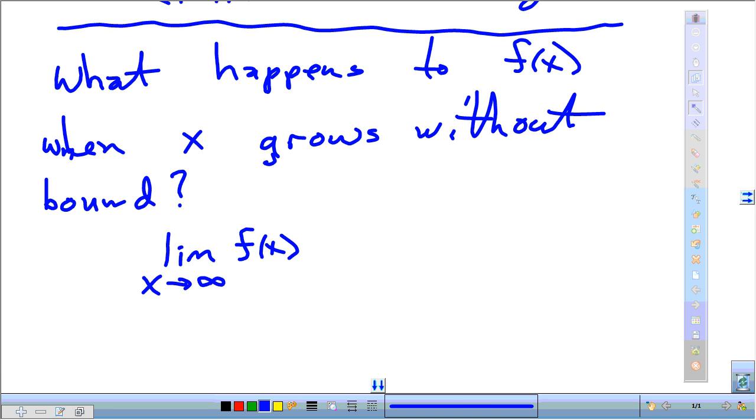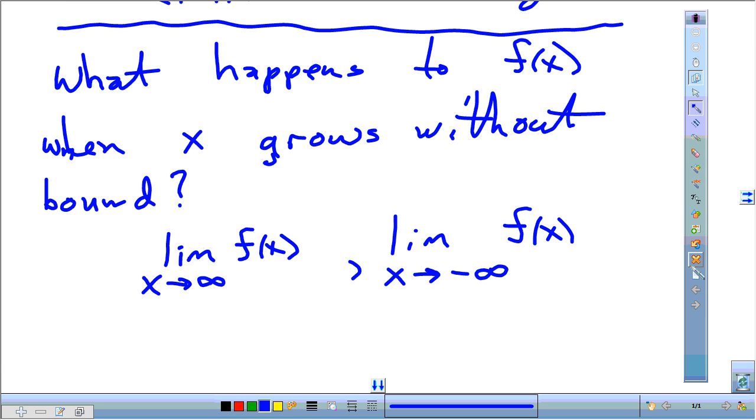As x gets larger, does f of x tend to become something? And we could ask that if x grows without bound, but we have large negative numbers, what happens? So x approaching infinity or minus infinity, that terminology would mean x growing without bound, either positive or negative.